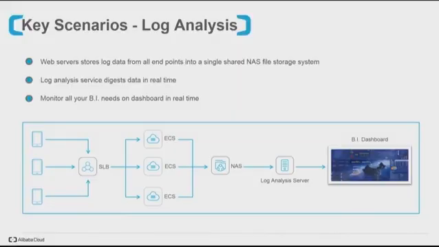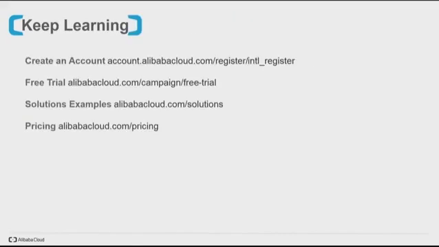Another key scenario we have picked from various customers is log analysis. You can dump your logs across multiple ECS, hundreds of ECS nodes, into a NAS, and then use it for further analysis using a log analysis server or other solutions like Quick BI or DataV. Those are Alibaba Cloud products you can use to do your log analysis. So that's it in terms of storage offerings, and I think it's time for Q&A.